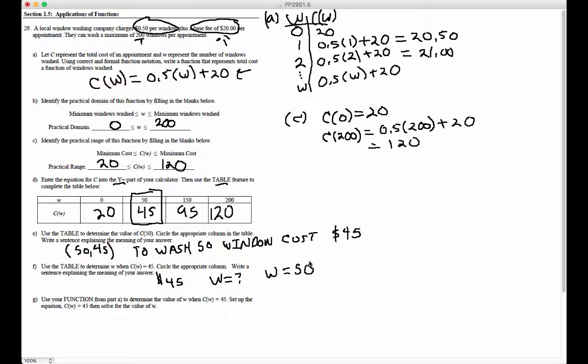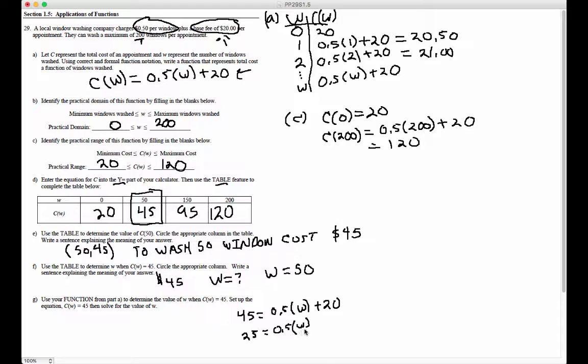Use your function from part A to determine the value of W when C of W is equal to 45. Set up the equation C of W equal to 45 and solve it for W. Okay, so now they're saying do it one more time, but this time using the algebra. It's kind of redundant. We've already done it in parts E and F, but we're going to do it again in G. This time we write 45 is equal to 0.5 times W plus 20, which says that if we subtract 20 from both sides, 25 is equal to 0.5 times W.